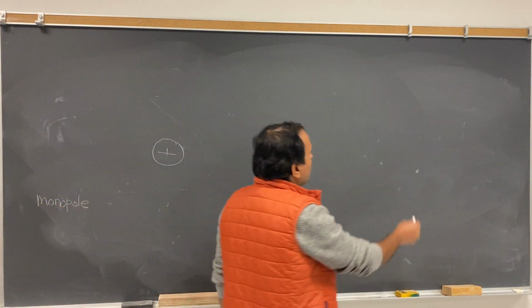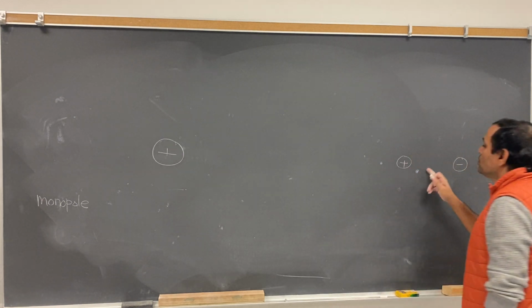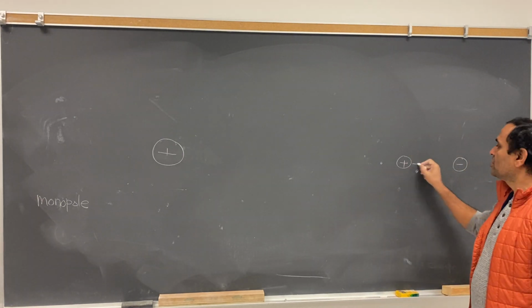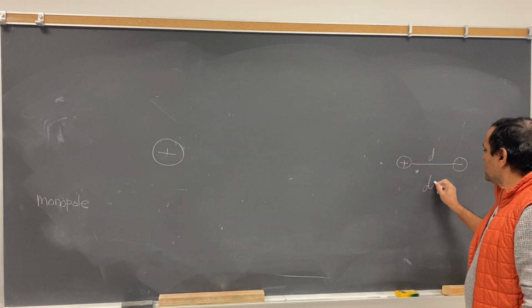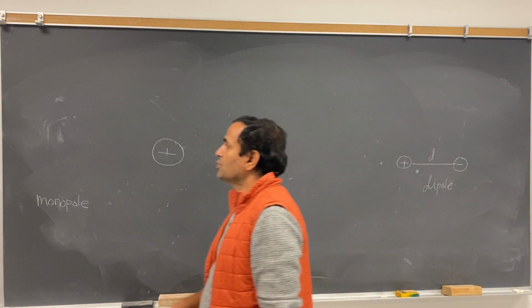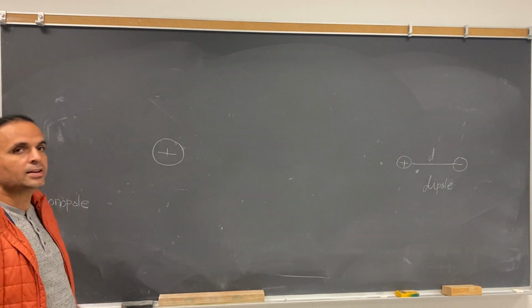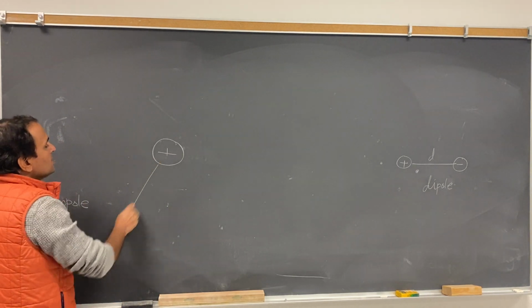If you have two equal and opposite charges like this, positive and negative, separated by a certain distance, this is simply called a dipole. Okay, I'm talking about the monopole here. So how do you draw the electric lines of force? I told you that the electric lines of force originate from the positive charge. So in this case, simply draw like this.